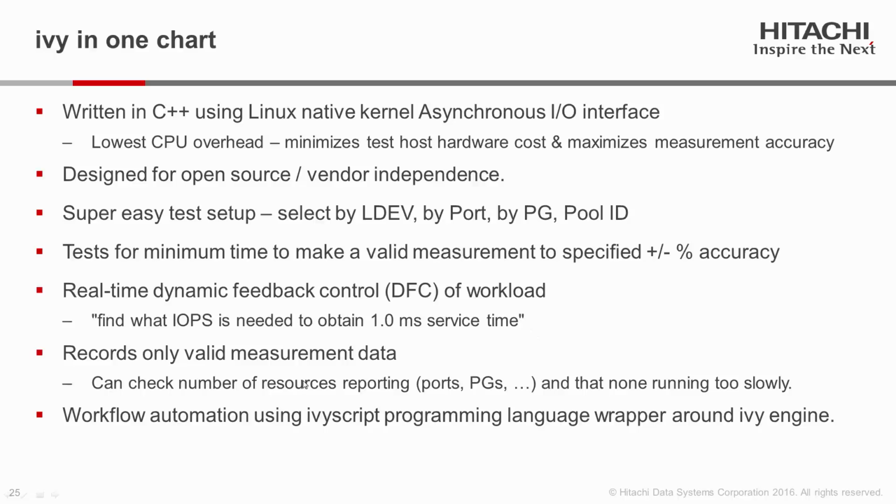And then in terms of producing the quality of the output, we record only valid measurement data. Not only do we measure for long enough to obtain a statistically valid measurement, but we can invalidate that measurement if the test setup didn't have the right number of ports reporting, let's say, or if any of those ports was running significantly slower than all the others. And of course, we've demonstrated automation of a workflow using IvyScript programs to show that we can automate entire test workflows.